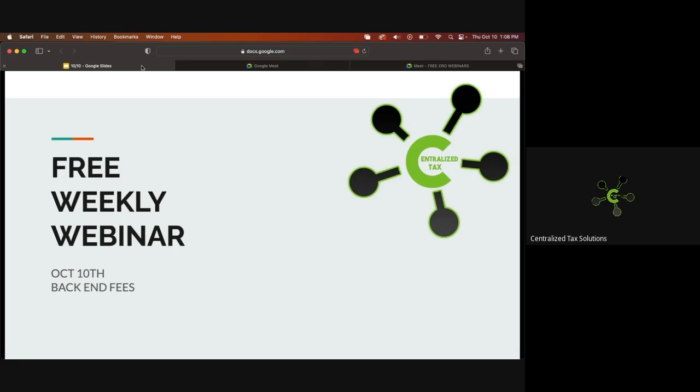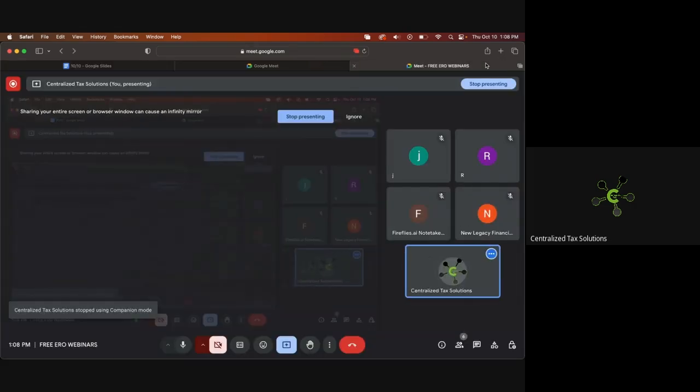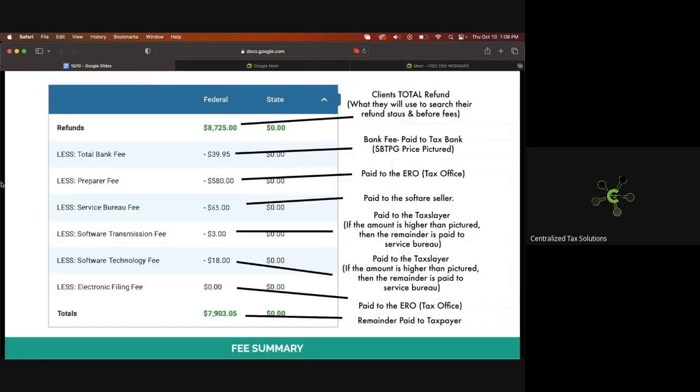So this webinar is going to be about back-end fees. I made this chart a while ago, making sure nobody else joined or is waiting in the lobby or anything. I made this chart because it has been a recurring theme this tax season that people are not really sure what these fees are associated with. So this webinar is dedicated to discussing these things more in depth.